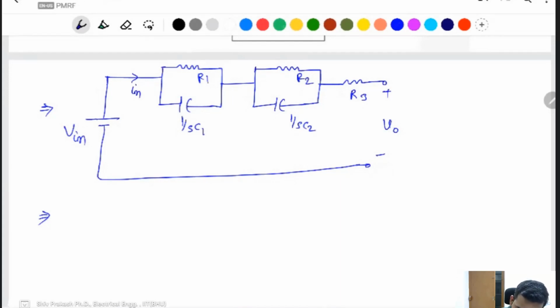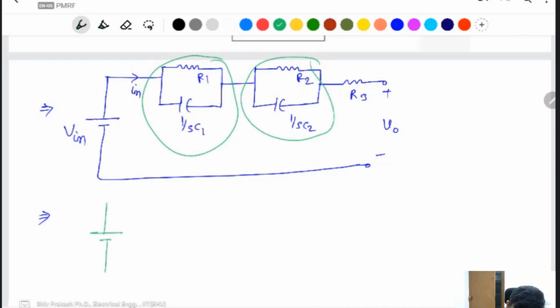And what will be the impedance of this one? Calculate the impedance of this one first.